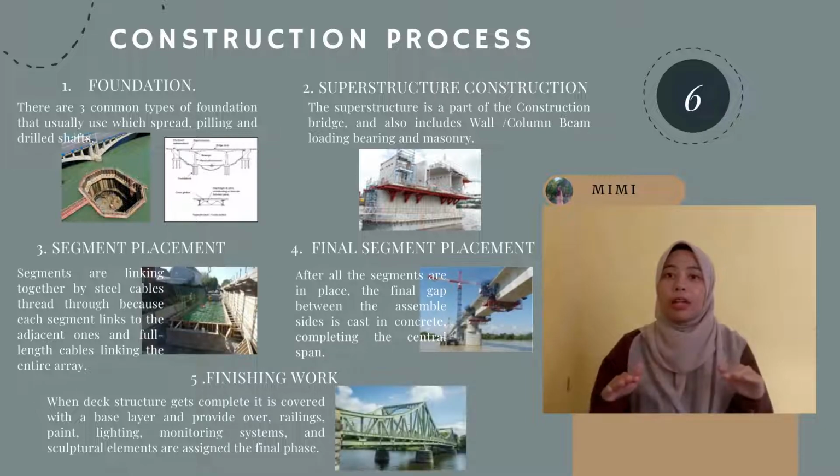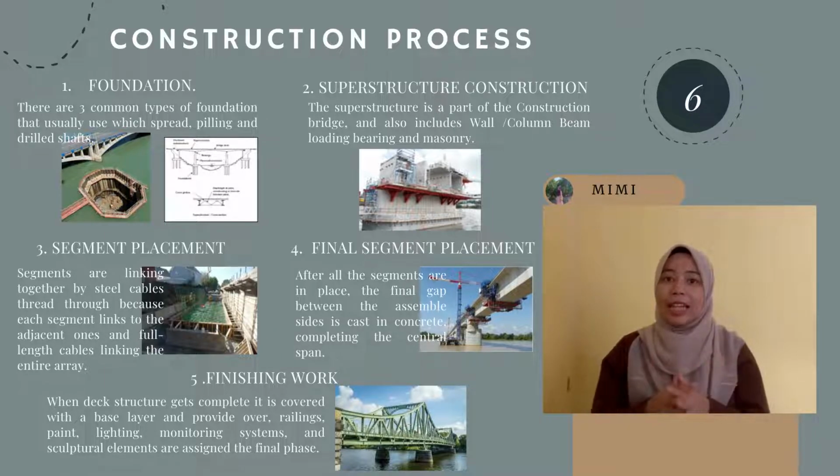After all segments are in place, the final gap between the assembled sides is cast in concrete, completing the central span. And the last step is finishing work. When the structure is complete, it is covered with a base layer, and railings, paint, lighting, monitoring system and sculpture elements are added in the final phase.